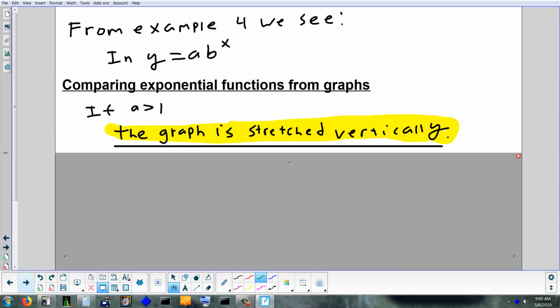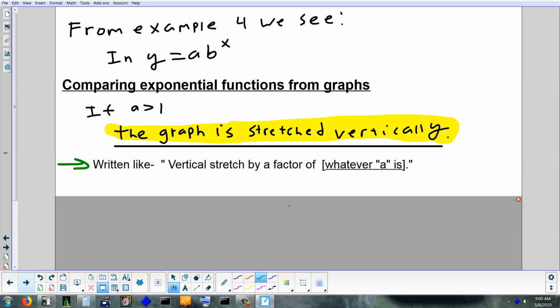So when I ask you to compare exponential functions, if a is greater than 1, the graph is stretched vertically. That's what happens. The graph stretches vertically. It doesn't flip. It only flips if it's a negative. We're going to write that next.